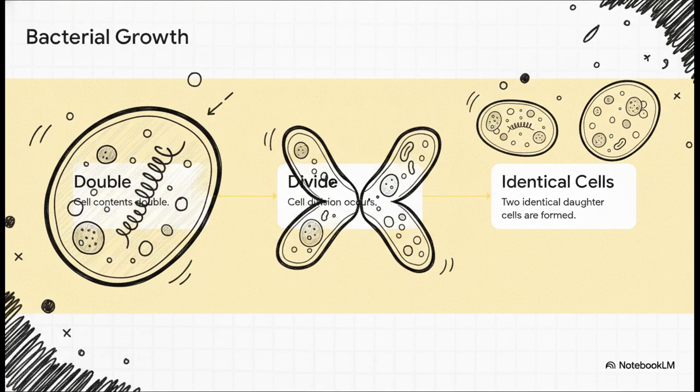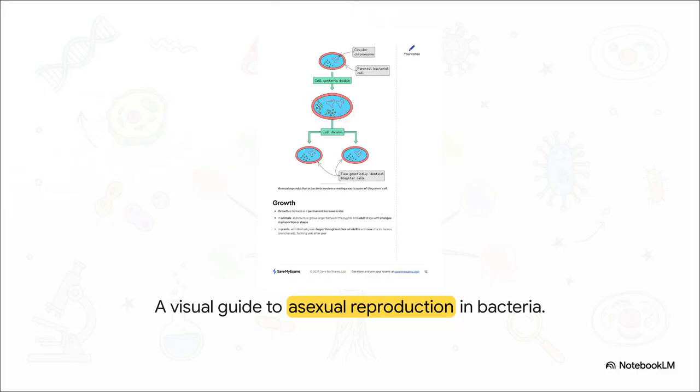And because they are so incredibly streamlined, single-celled bacteria can replicate themselves with terrifying speed through a process called asexual reproduction. It's a highly efficient step-by-step process. Step 1, the internal cell contents double. Step 2, cell division occurs as the cell starts to split. And finally, step 3, 2 genetically identical daughter cells are fully formed. You can really see that flow from top to bottom right here.